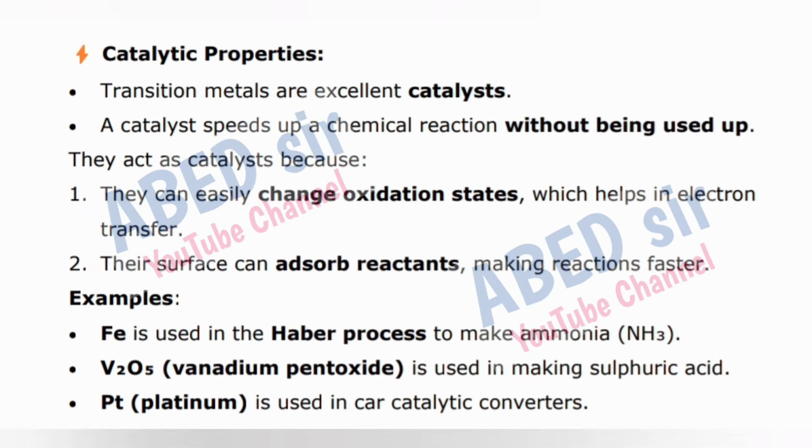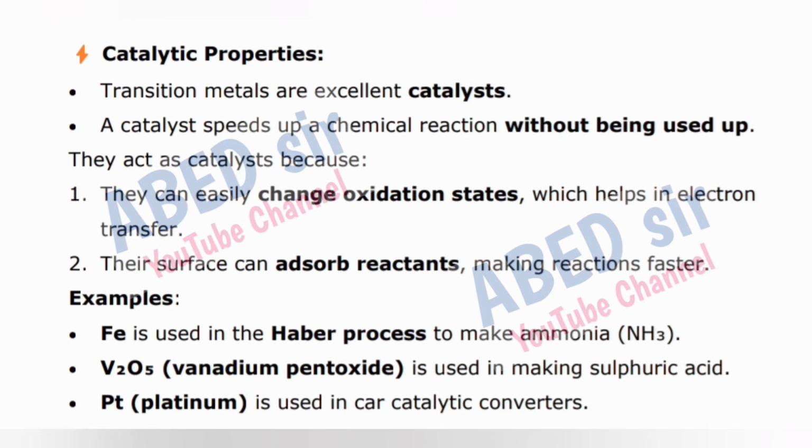Catalytic properties. Transition metals are excellent catalysts. A catalyst speeds up a chemical reaction without being used up. They act as catalysts because: 1. They can easily change oxidation states, which helps in electron transfer. 2. Their surface can adsorb reactants, making reactions faster.